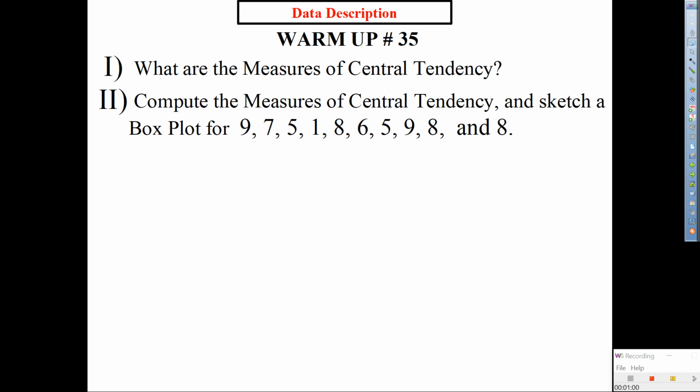All right, so with that said, copy the agenda for today. Warm-up number 35, measures of central tendency. We're revisiting today. And tonight you only have 2 problems. How about that? Pretty good, yeah? Forgot to write 'only' right there.